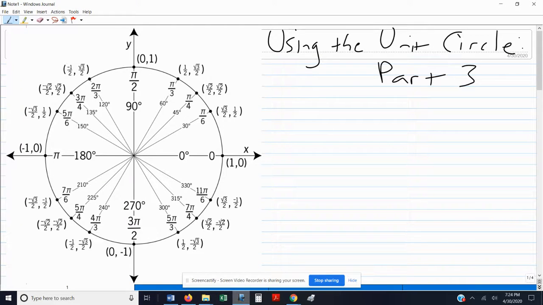Hey everyone, this is using the unit circle part 3, and I'm going to do a little bit of a different format. I'm going to show you a couple quick examples and then give you one to try, and we're going to do that 4 times.